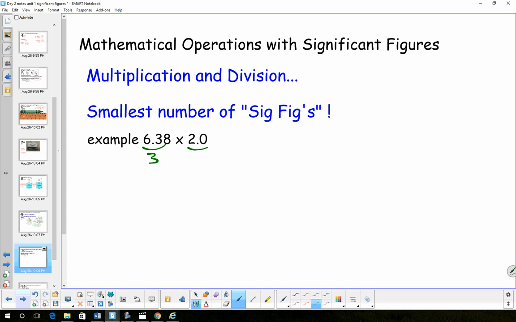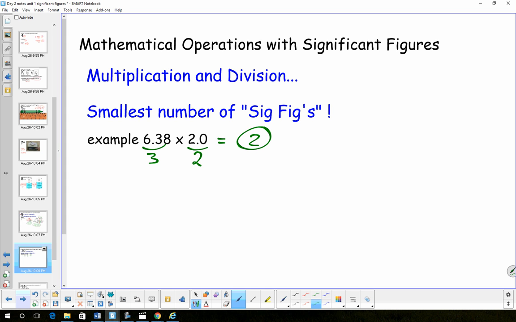That 0 is significant because it tells me how well I measured. So guess what? My final answer can only have 2. So I put it in my calculator, and I get what? Has anybody got a calculator? Throw it through, please. I'm having one of those moments. I don't want to do it in my head.